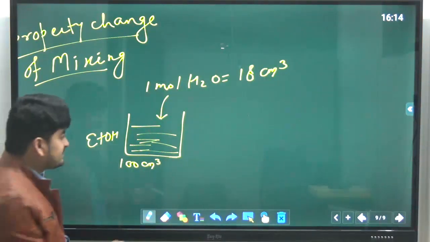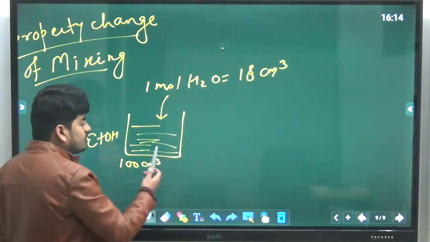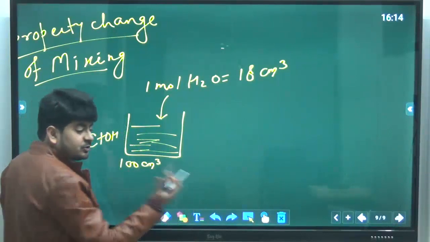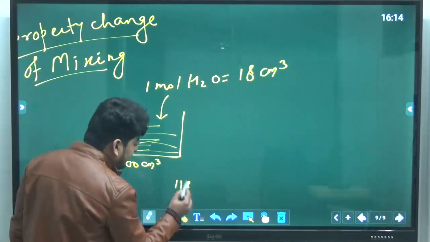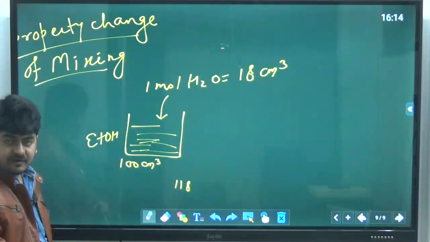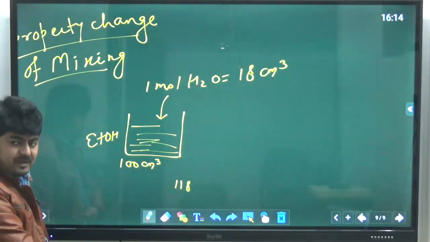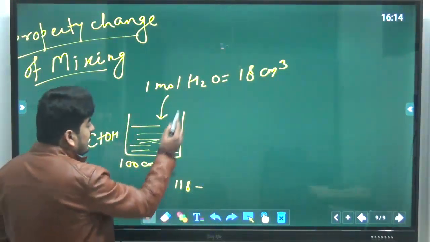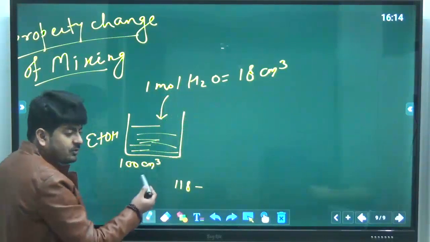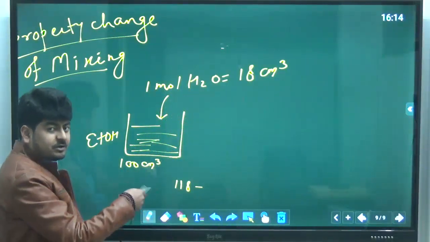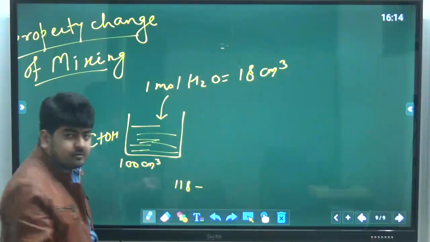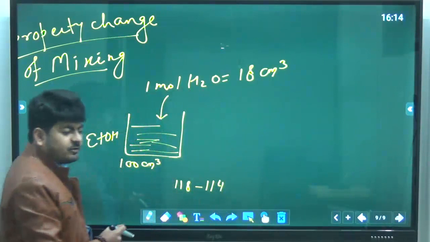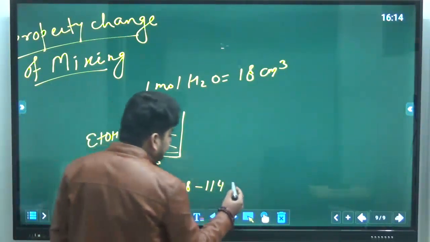Okay, so in layman terms, to understand property change of mixing, when I add 1 mole H2O in the solution, then logically the total volume should increase by a factor of 18, meaning it should be 118. But what happens eventually when 1 mole H2O enters the ethanol, since the surrounding molecules are different, its molar volume will reduce to 14 and the overall volume increases by a factor of 14 only.